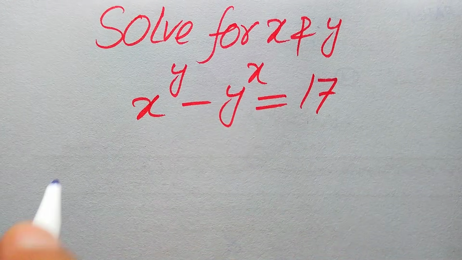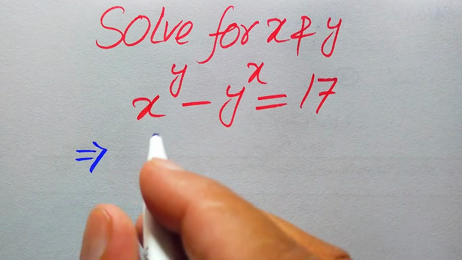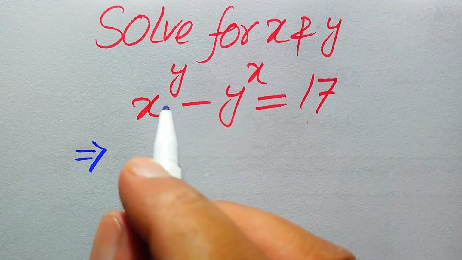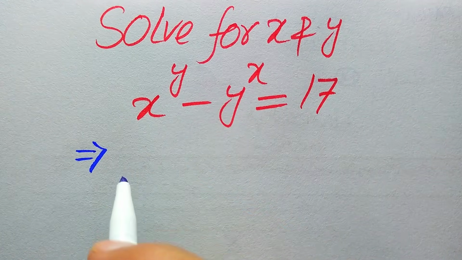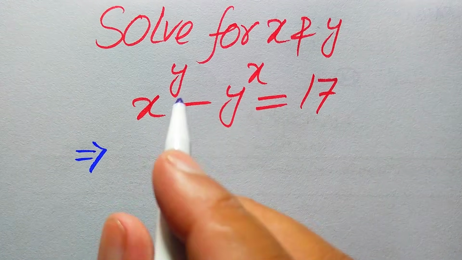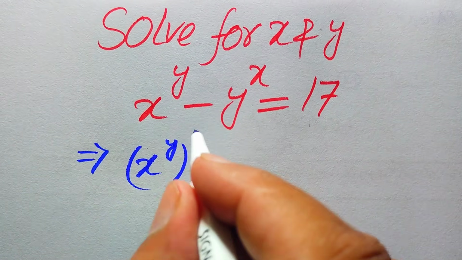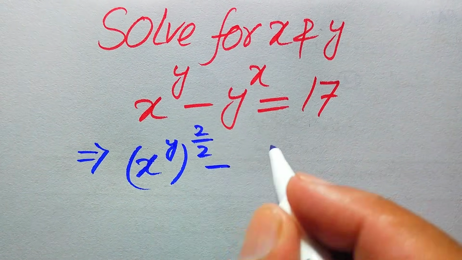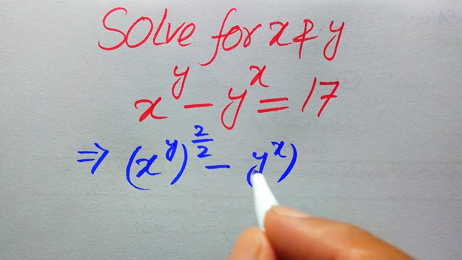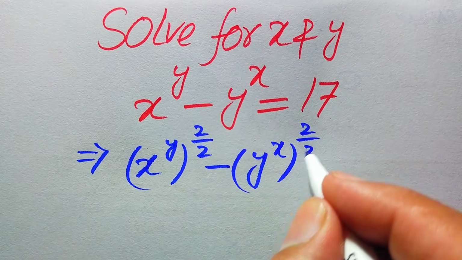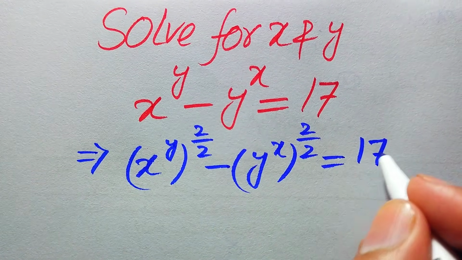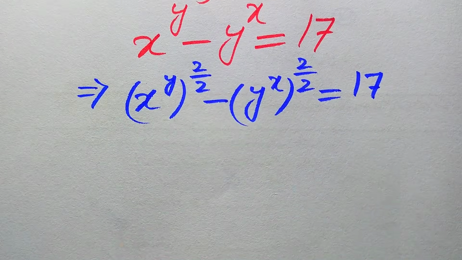So here first we rewrite this equation in this form. First we multiply and divide the exponents of both of these two terms by 2, and this will be written as x to the power of y, and its whole exponent is 2 over 2, minus y to the power of x, and its whole exponent is 2 over 2, and this is equal to 17.